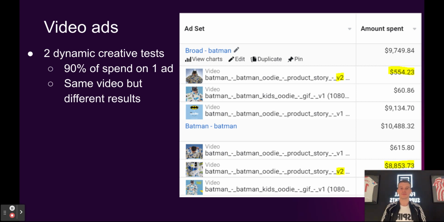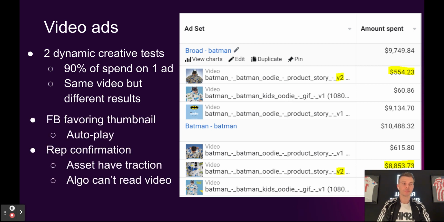I knew that Facebook sometimes favors one thumbnail over another, but never to this extent. I thought that the thumbnail is more important than the video, because if the video were most important, then Facebook would favor the same video in both different audiences. So for some reason, Facebook is favoring the thumbnail. I'm not sure if it is Facebook or the users, because users can see an ad only for a fraction of a second, especially if they're watching on autoplay.